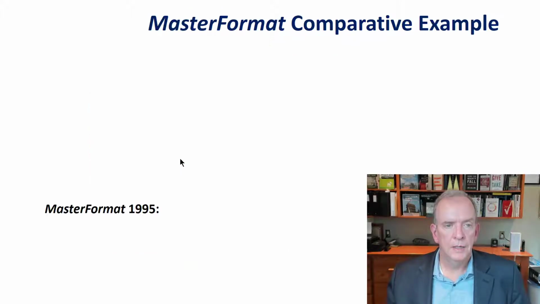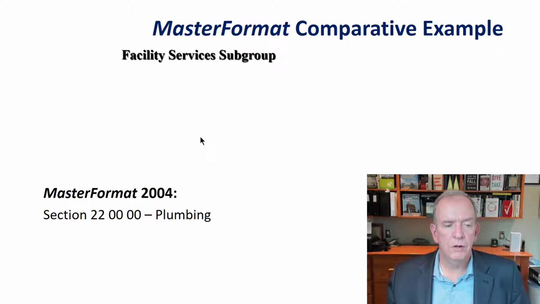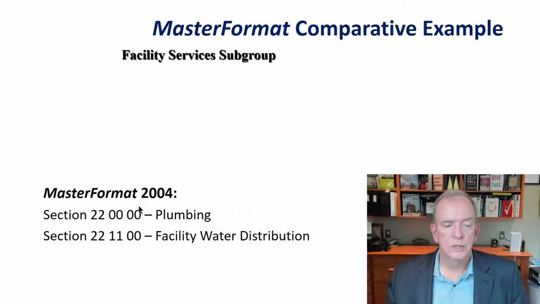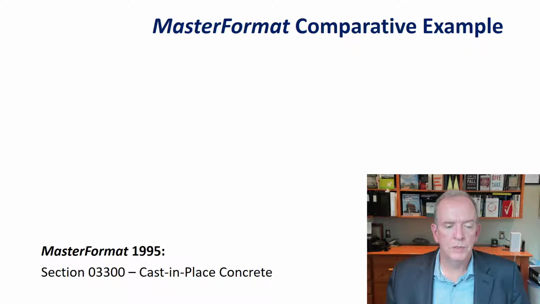Another example would be domestic water piping. Under the old section, it'd be under 15140. If we recall, plumbing got moved to section 22. So it's under section 22, 2211, and then domestic is under 16. Same issue, just a different location. This is just showing you how the two formats work together.